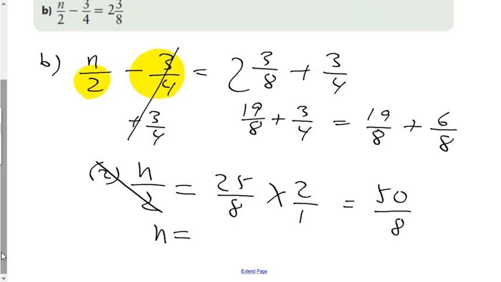So therefore, n is equal to 50/8, which is equal to 6 2/8, which is equal to 6 1/4 as a mixed fraction in lowest terms.